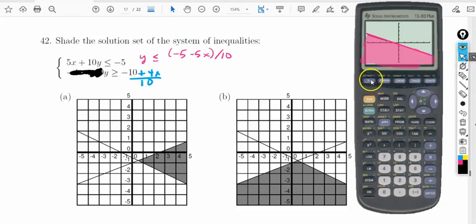I'm going to come here and go down to the next line, and in parentheses, -10 plus 4x, close parentheses, divided by 10. I'm not going to do any reduction, and I'm just going to press graph. So here, I want the line. It's greater than or equal to, and everything above. So I want the line, oh, it needs to be blue. I want the line and everything above.